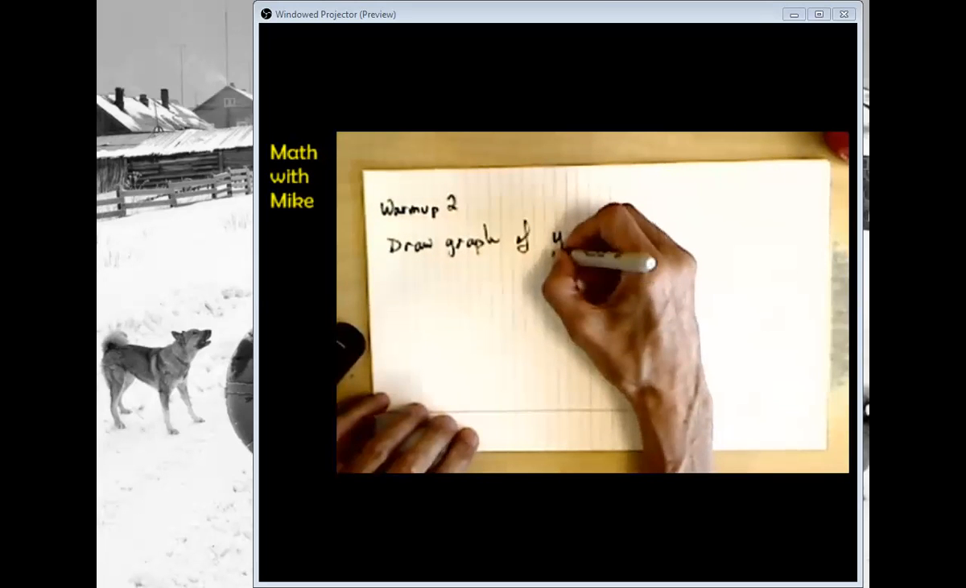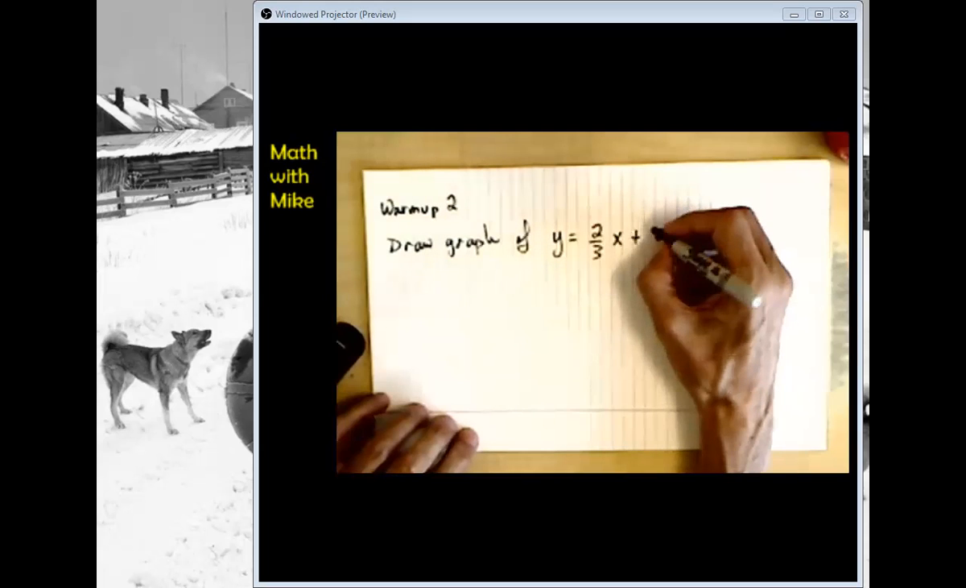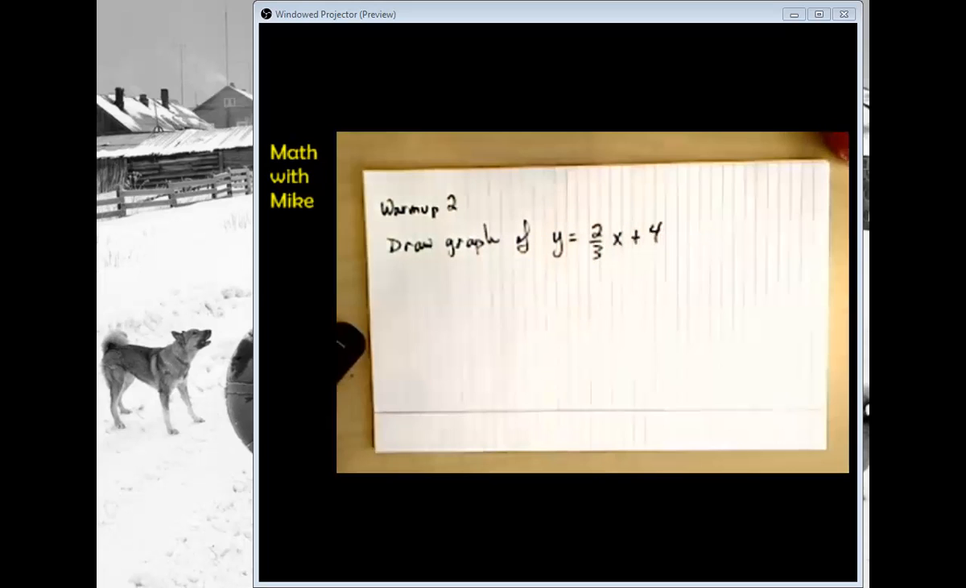Draw the graph of y is equal to 2 over 3x plus, keep it manageable, we'll say plus 4. Okay, so what's the first thing we can do in order to create this graph?